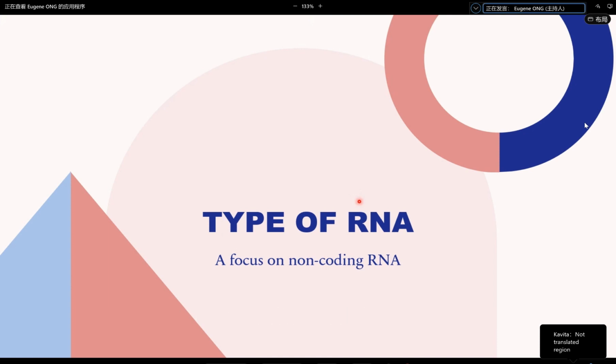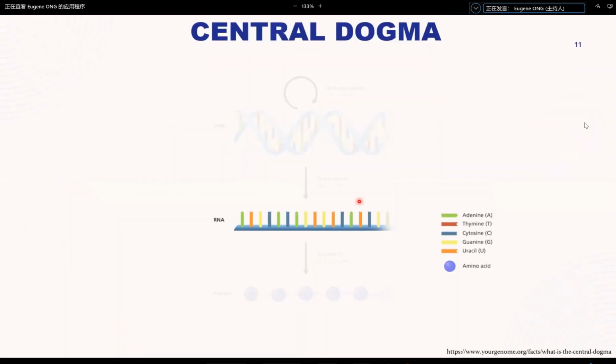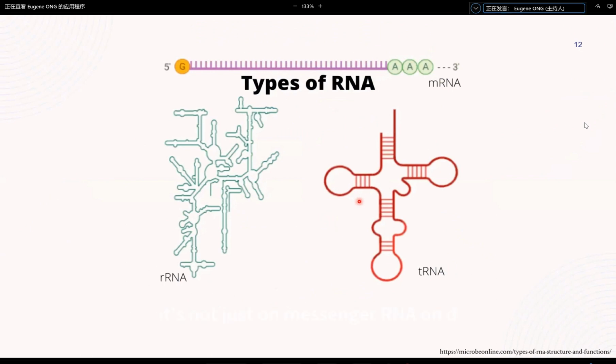So we learned that genetic sequences, DNA sequences, have coding regions or open reading frames which code for proteins. So there are also other sections of DNA which do not have an ORF, and it has been discovered that although these sections of DNA do not have any ORF, they can carry information or sequences that become RNA, and they do not get translated into protein. Okay, so our focus today is not just on messenger RNA only, but also on other types of RNA.